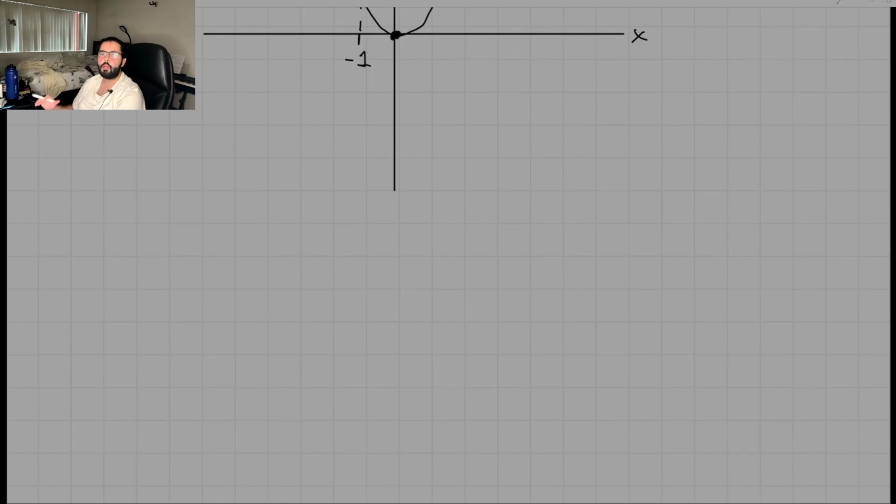Now, one of the reasons why I wanted to talk about piecewise functions is because there's a very important function that we are going to use throughout this course that is a piecewise function, and that is the absolute value function. This function just describes the distance that our value x is from 0 on a number line. That's it. It's that simple.